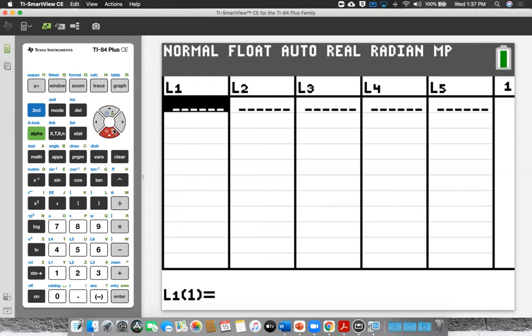So which one is explanatory? Which one's response for the problem that you guys are doing? Temperature is explanatory, ice cream is response. Yeah, they're trying to see if the temperature affected how much ice cream they sold.